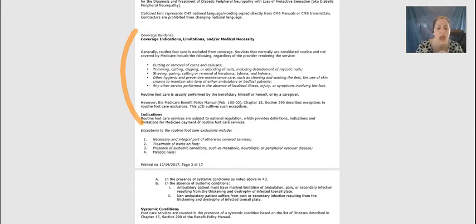Okay. When they talk here about cleaning and soaking and creams, it almost sounds like we're talking a pedicure. Okay? But obviously we're talking like a medical pedicure. Okay, so routine foot care is generally performed by the beneficiary themselves or by a caregiver. End of story. Routine foot care not covered. But let's keep reading.